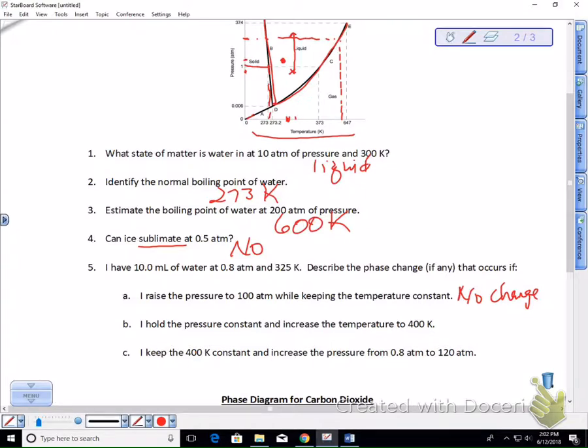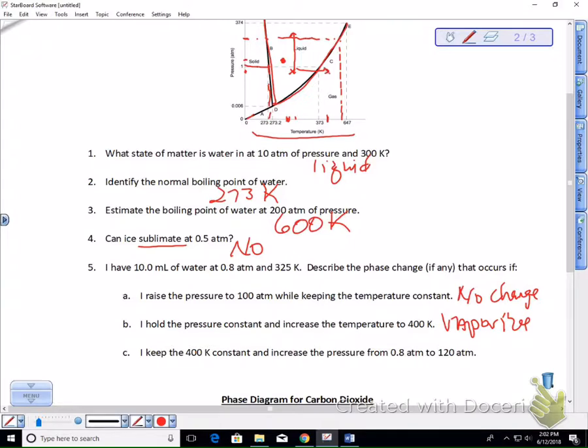Let's hold the pressure constant and increase the temperature to 400. Okay, so we see if we go this way now to get to 400, which is about here, we're going to cross that line, so we're going to vaporize, boil, evaporate, whatever. In part C, I keep the 400 Kelvin constant and increase the pressure.